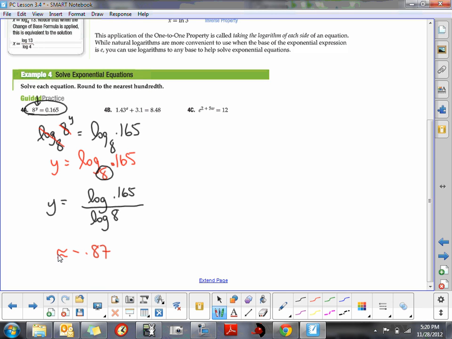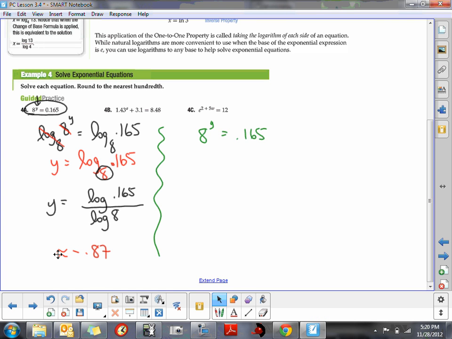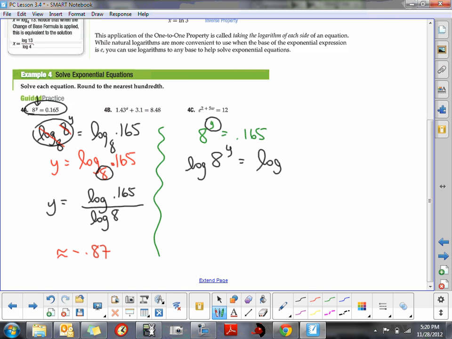Let me start off by showing you another one here. We have 8 to the y equals 0.165. Now last time I chose to do a log base 8. That is just the intuitive way of doing this using the one-to-one idea and using your inverse of logarithms. But you can also approach this by just using either a common log or a natural log. To undo an exponent, we want to perform a log. So we can do a common log of 8 to the y equals the common log of 0.165. Now you notice I didn't use a base 8 logarithm.